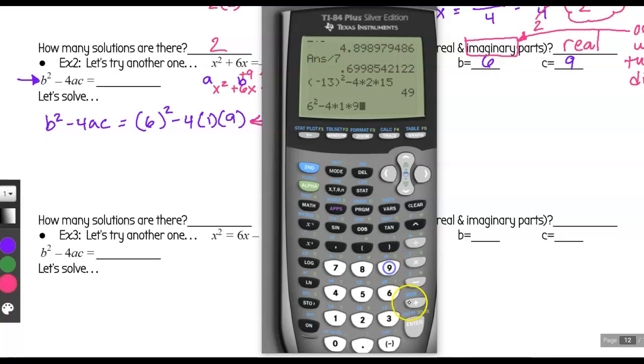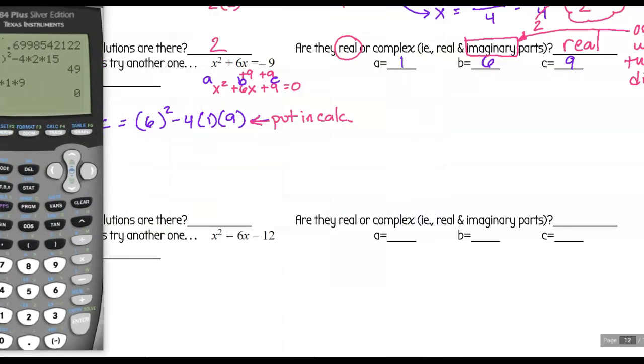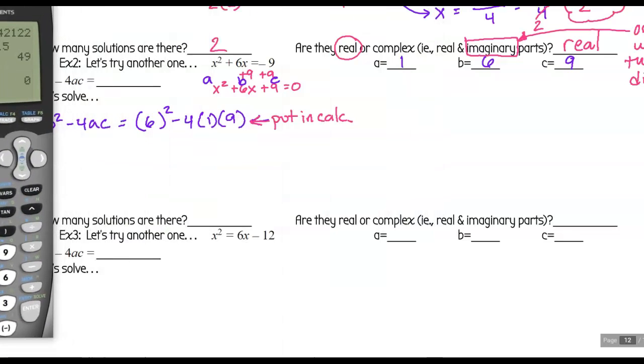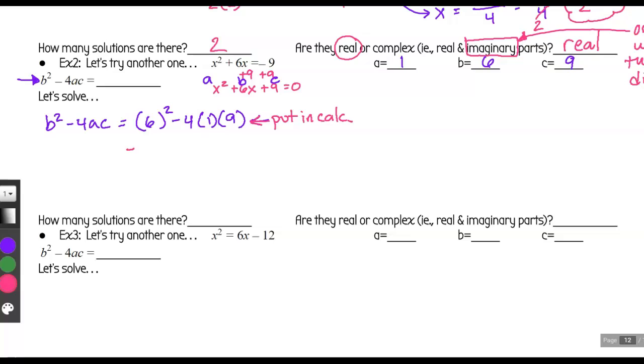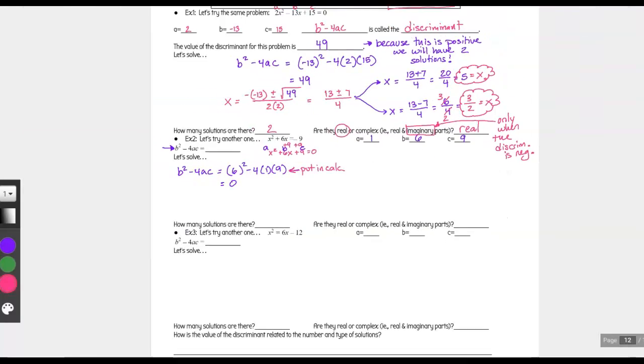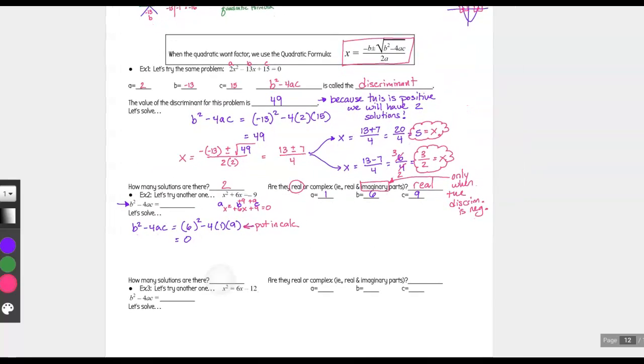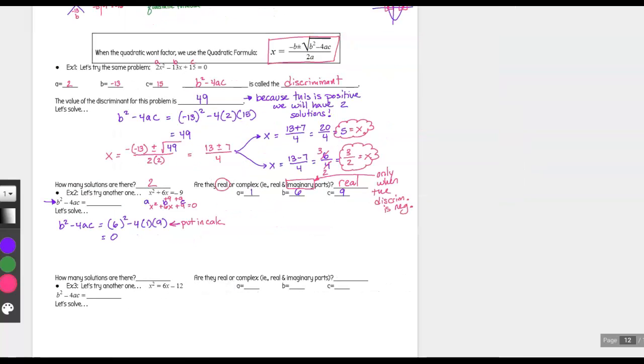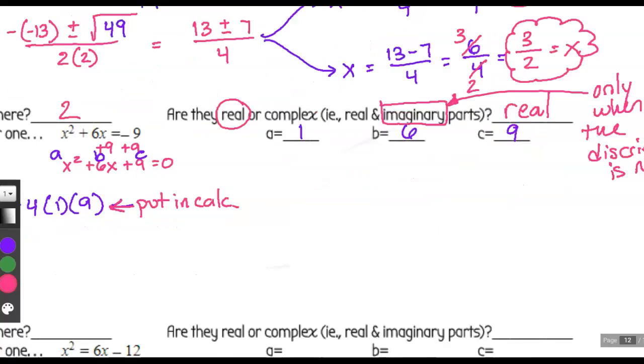I really didn't need to put the times 1 there. And what should you guys have gotten? 0. So now I take that 0 and I plug it into my full formula. My negative b plus or minus the square root of the discriminant, which is what we just found, all over 2a.